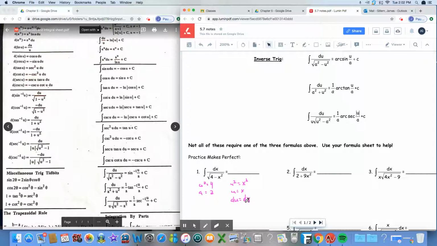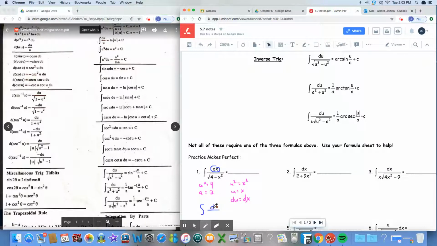Okay. Now, what I'm going to do is rewrite my integral using u squared, a squared, and du, so it looks like this. Now, remember, I need du up top here. All of that needs to be in my integral. Well, it already is. It's right here, right? I can substitute in my du, my dx is equal to du.